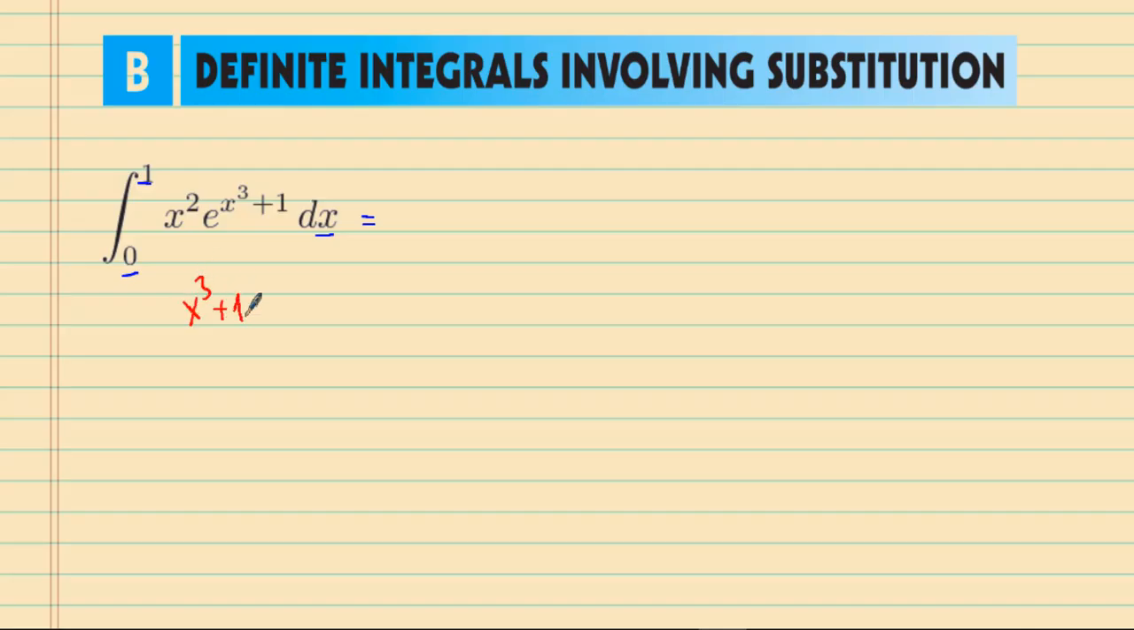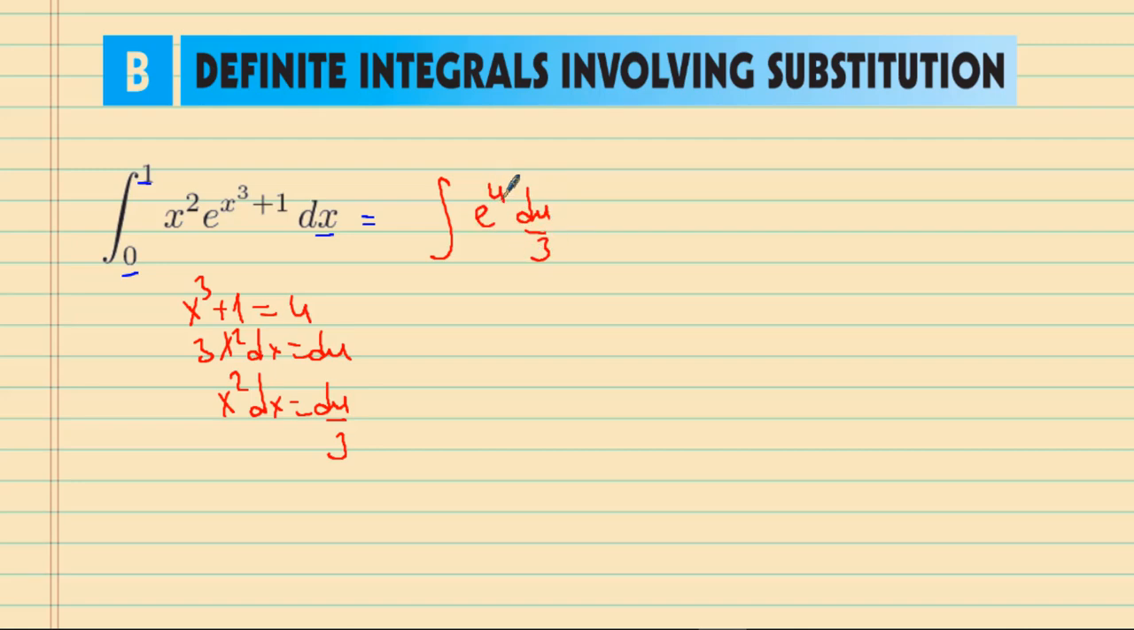If you remember, x cubed plus 1 equals u, and we see that 3x squared dx is du, and I don't have the 3, so I can rewrite the second part as du by 3. So what it will be, e to the power u du by 3.